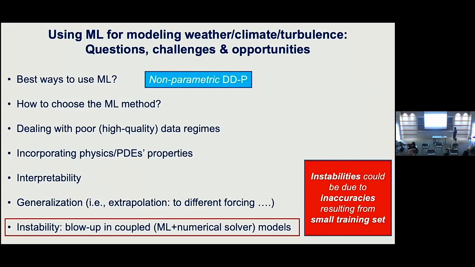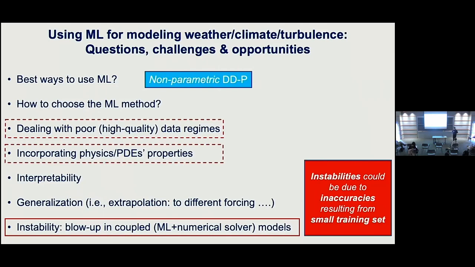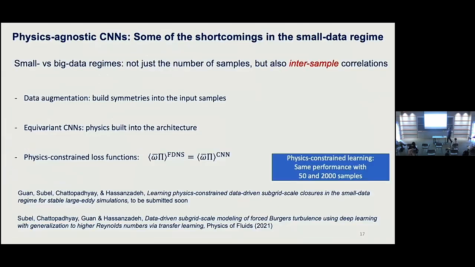Now, of course, you might say that we don't have large data sets for many problems, so this can be an issue. What we have done since then is to look at how adding physics to the CNN might help with getting accurate, stable simulations, even in the small data regime. I'm just going to talk about this very briefly on this one slide. But one thing I want to mention is that whether you have a small data regime or a large data regime is not just the number of samples, but it depends on how much your data samples are correlated.